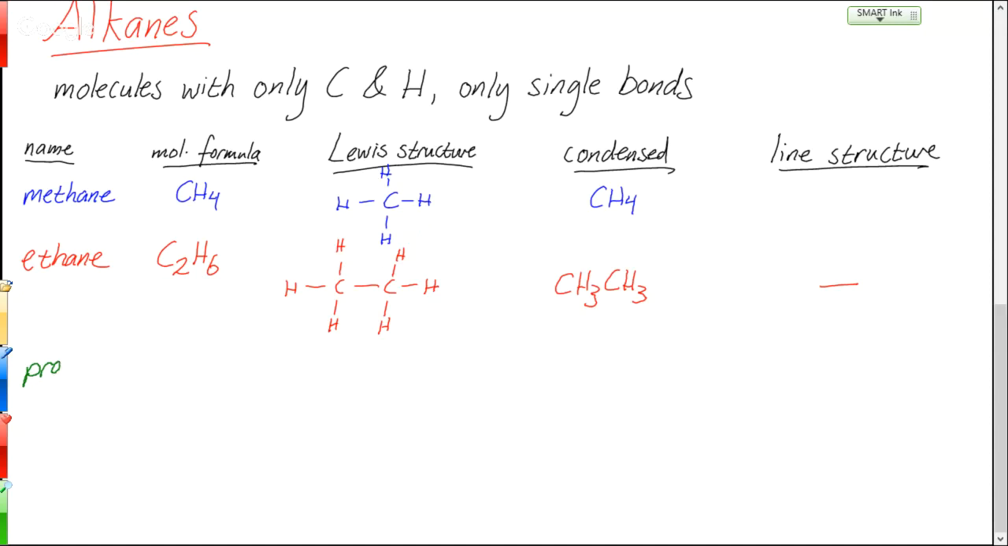All right, the next one in the series is propane. Propane is C3H8.